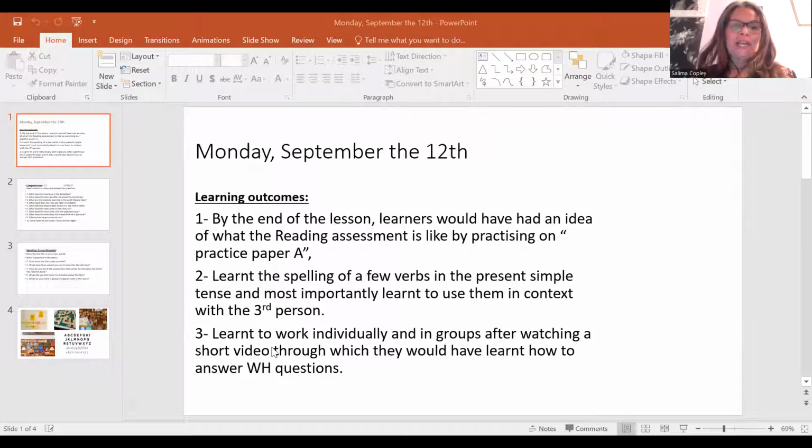And my third objective for this lesson is they would have learned to work individually and in groups after watching a short video through which they would have learned how to answer WH questions. So the lesson is based on a short video that the learners are going to watch.